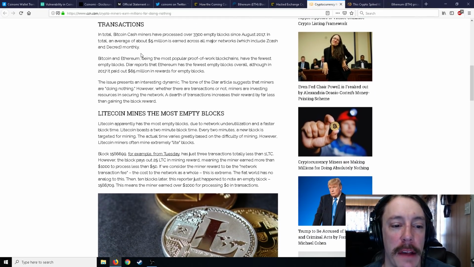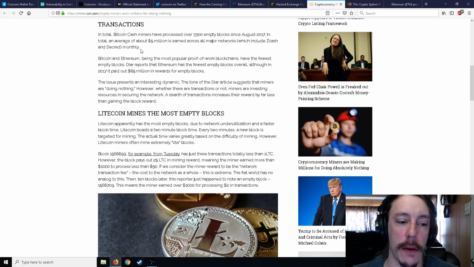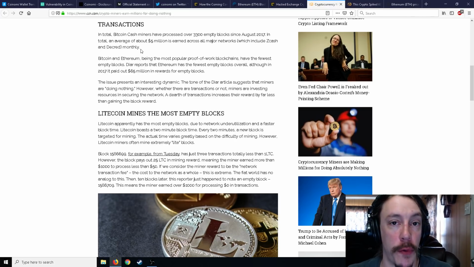So Litecoin apparently has the most empty blocks due to network underutilization and a faster block time. Litecoin boasts a 2.5-minute block time, which is faster than Ethereum's. So you would assume that Litecoin would have fewer empty blocks, but there are no dApps or anything like that running on it. Every 2 minutes a new block is targeted, and the actual time varies greatly depending on difficulty, of course.